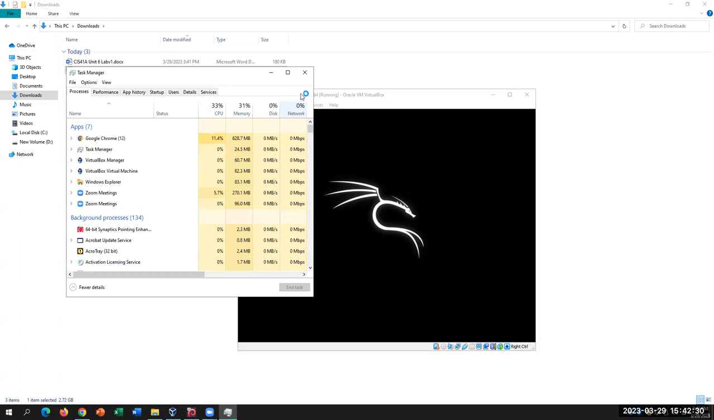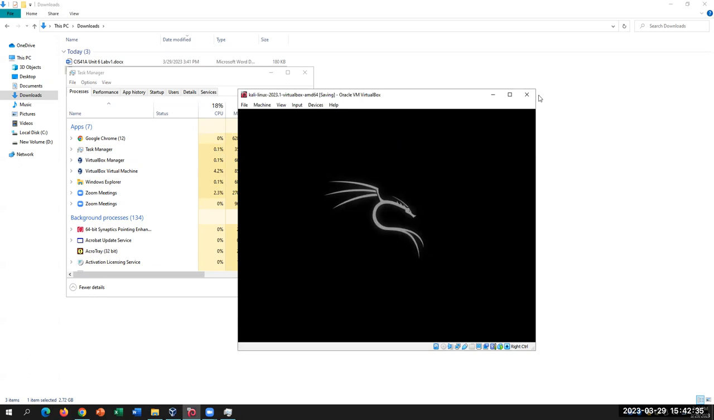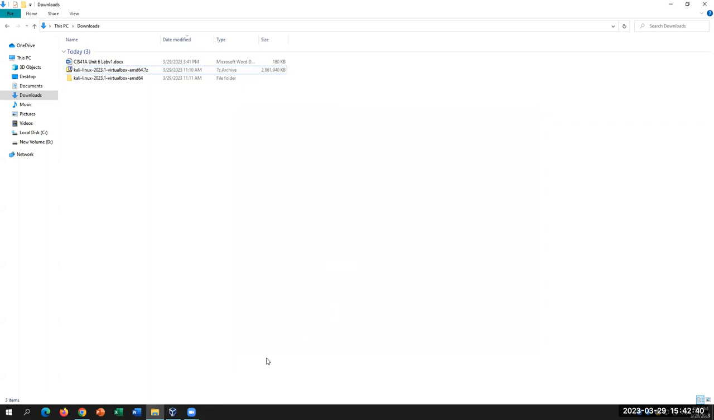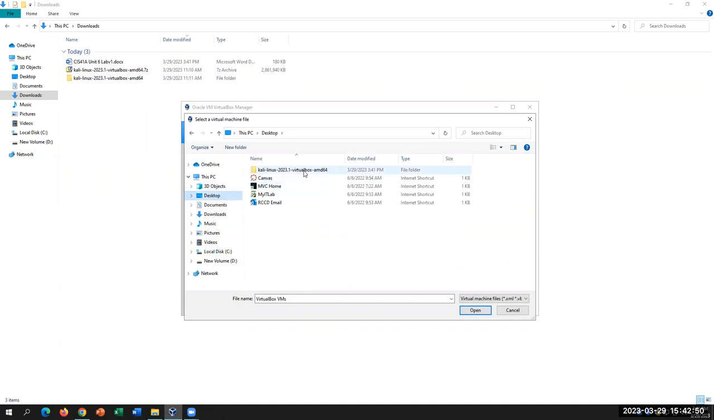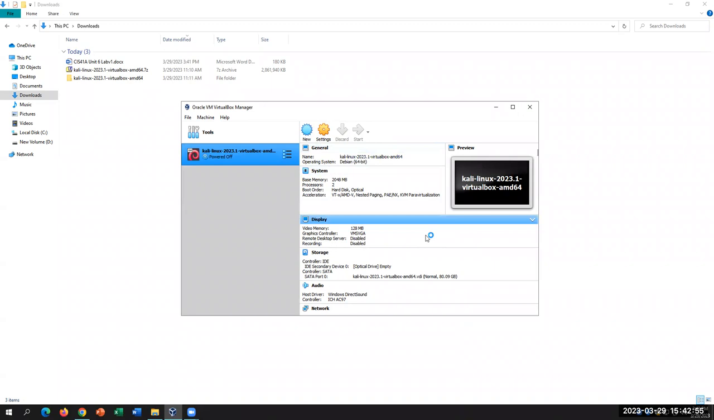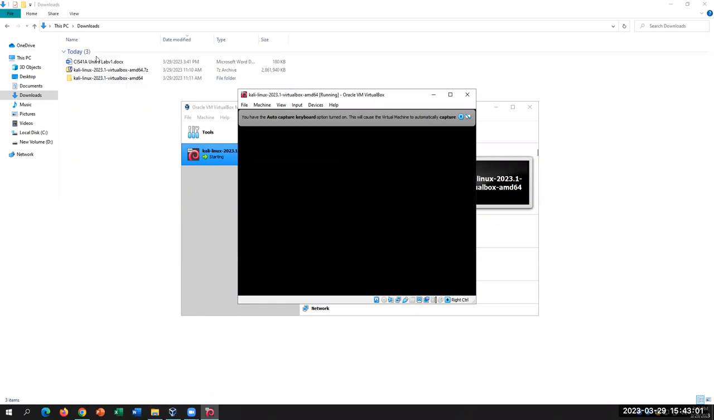Still hanging on to my Linux. So what I'm going to do is go here and remove only, and I'm going to go ahead and add my desktop ones. I'll start it. All right, so let's take a look at the lab.